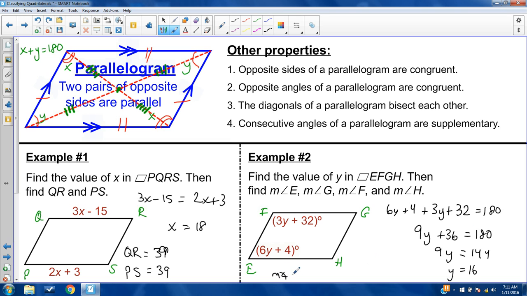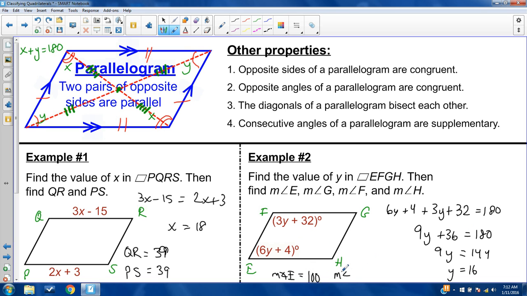Measure of angle E. By the way, for a lot of these examples, I pre-apologize if I end up erasing work because I gave myself very little room to work with. Measure of angle E is 6 times 16. Let me do that in my head. 96 plus 4 is 100. Now again, to save myself some work, I'm going to trust I got that answer right.